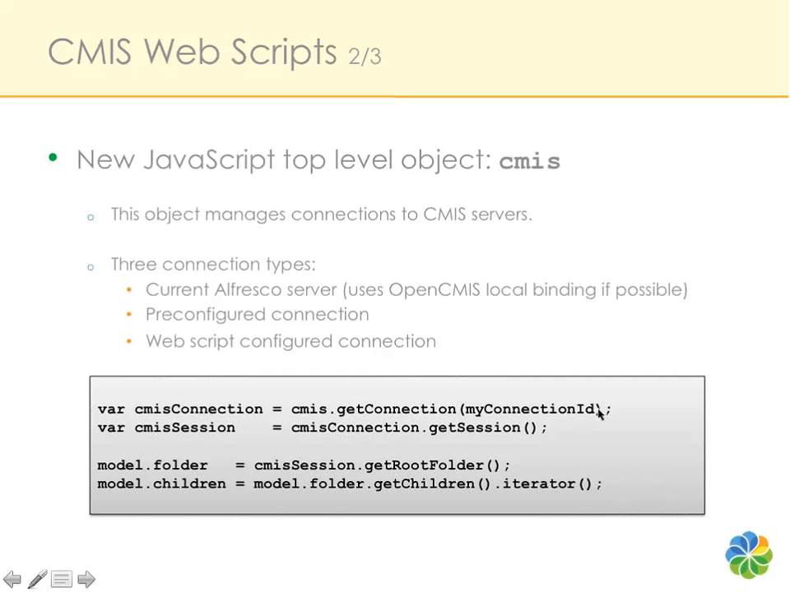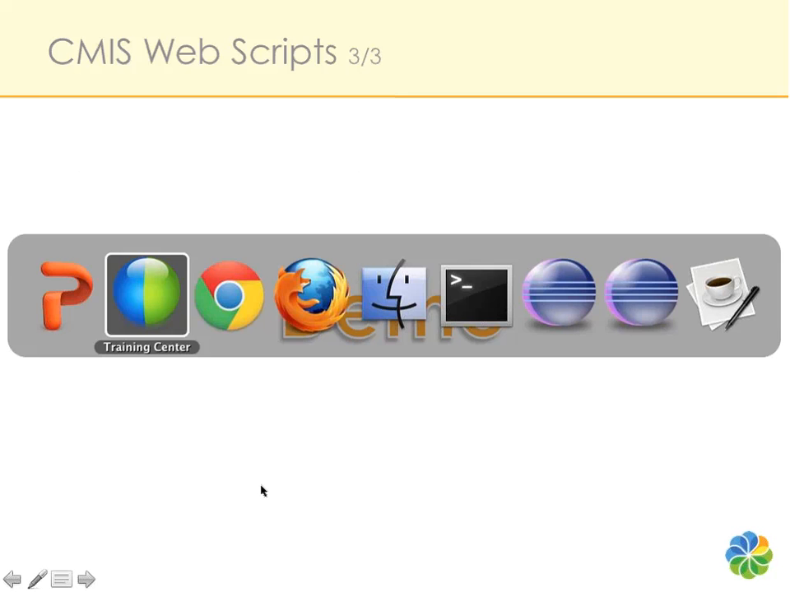And it returns a connection object which has some information about the connection itself, but more importantly, it has the OpenCMIS session. And from that point on, you're an OpenCMIS client, and you can do whatever OpenCMIS allows you to do. And in this case, I just get the root folder, and I get the children of the root folder, and I hand it over to my FreeMarker template, and I can do stuff with it. And I'm going to show you that now.